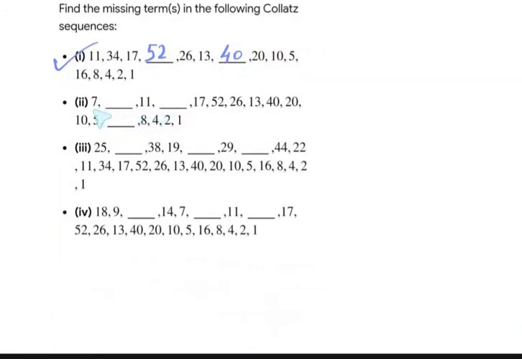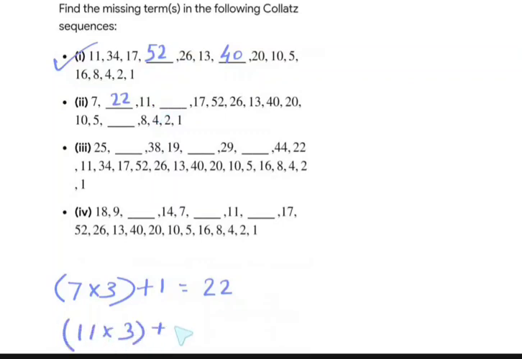Next, 7, 11. 7 is an odd number, so what can we do? 7 times 3 plus 1, the answer is 22. So we can write 22. 22 is an even number, so half of 22 is 11. Next, 11 is an odd number, so we again do 11 times 3 plus 1, the answer is 34. 34 is an even number, so half of 34 is 17.